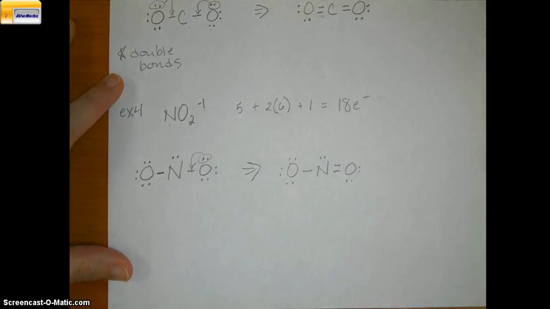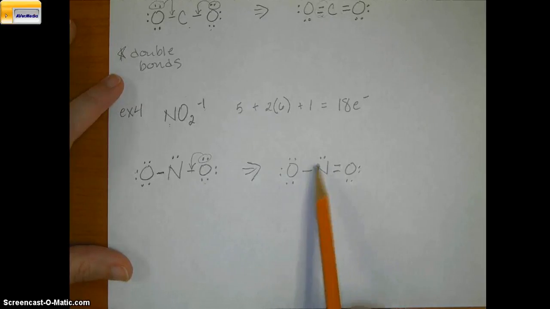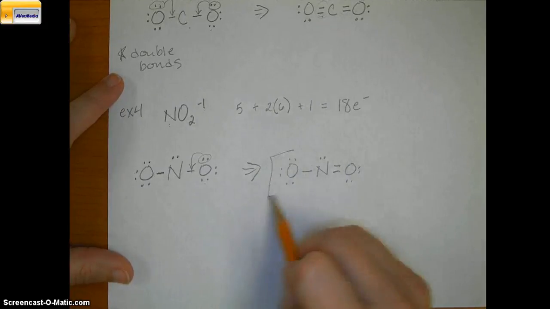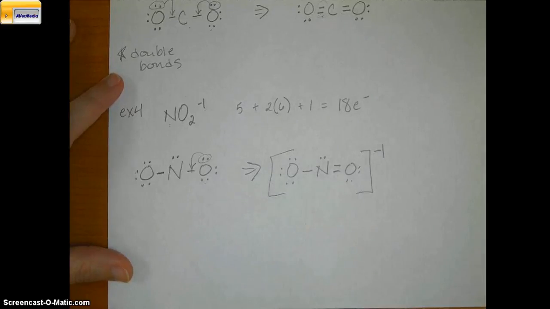All right, so this is now our completed dot structure. The nitrogen has a lone pair, a single bond and a double bond. So that's 2, 4, 6, 8 electrons. And to show that this whole thing is an ion with a negative charge, we're going to put it in brackets and show its charge. Those brackets are only for polyatomic ions.